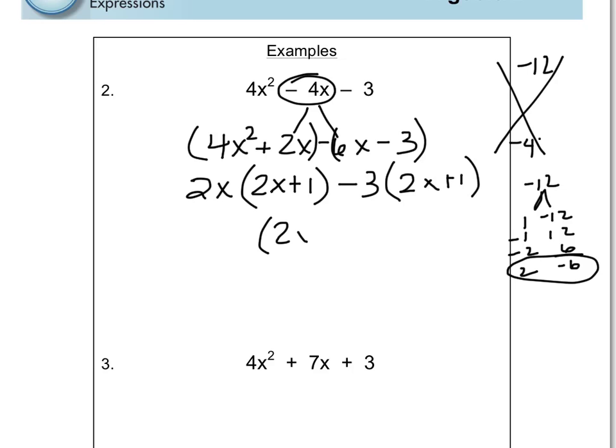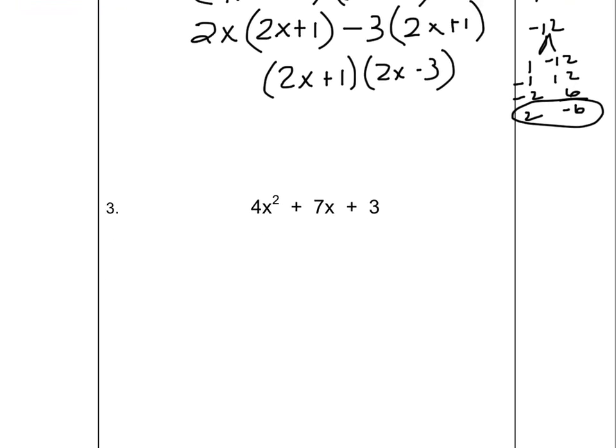They have a 2x plus 1 in common, and they have a 2x minus 3 left over. Again, answers in two binomials. Okay? Let's take a look now at example number 3.